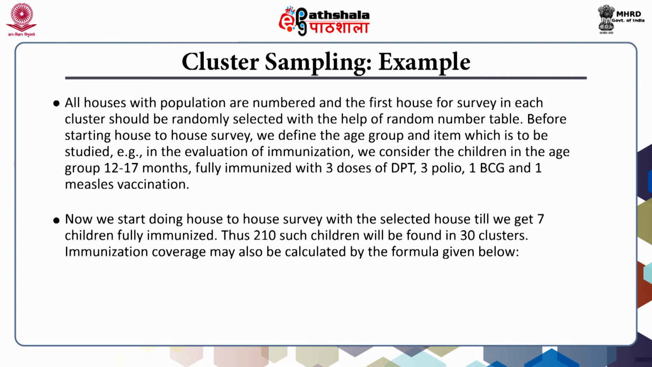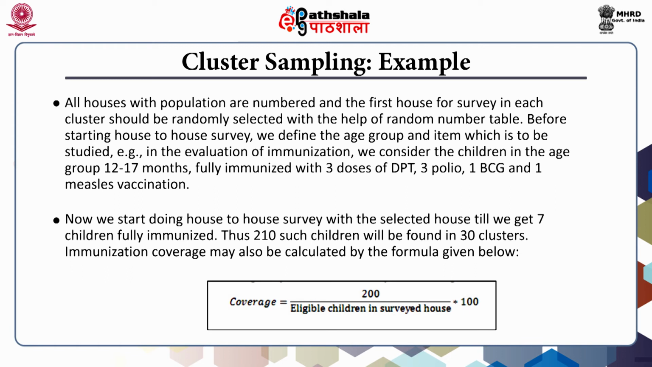Immunization coverage may also be calculated by the following formula. The coverage is 200 divided by the eligible children in surveyed houses, into 100.